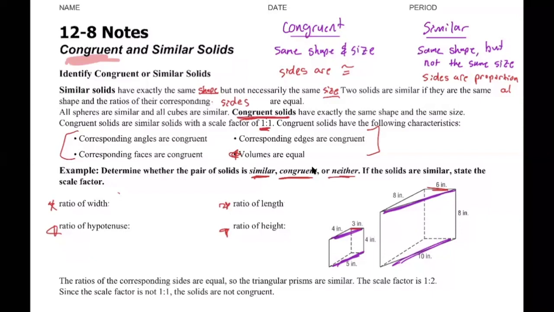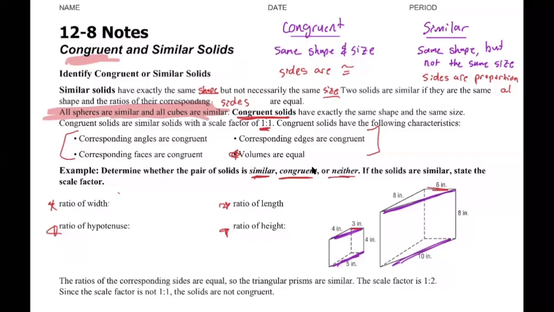Oh, sorry, this is a fun fact. You should probably highlight this. All spheres are similar. If you have two spheres, you know, they're always going to be proportional because there's only one thing you're looking for, which is the radius, right? So the fact that you're only comparing one thing, they will always be in proportion.